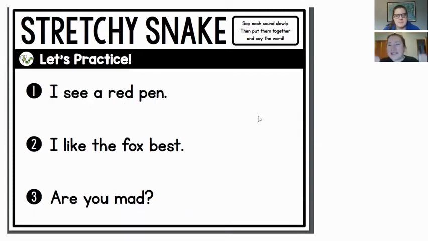So segmenting each sound or just breaking up each sound and then blending it back together is also a strategy we really focus on in kindergarten. It would be a great one for you to focus on at home as well. So I'm going to model number 2. Here I go. I like the fox... I don't know what word this is. You know what? I'm going to use Stretchy the snake and I'm going to say each sound and then I'm going to say it fast. B-E-S-T. Best. Oh, that makes sense. I like the fox best.